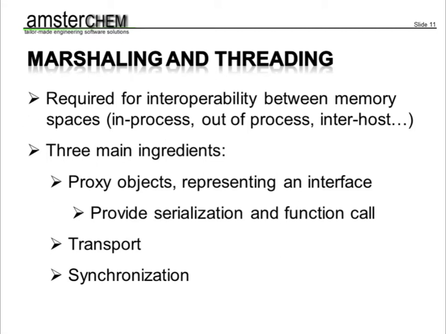Marshalling is needed when a direct call cannot be made, either because the PME and the PMC do not live in the same process, or because they have incompatible threading requirements, or because they have incompatible memory requirements. Marshalling requires the proxy object that represents the actual object on the other end of the connection. It requires transport, and it requires synchronization.